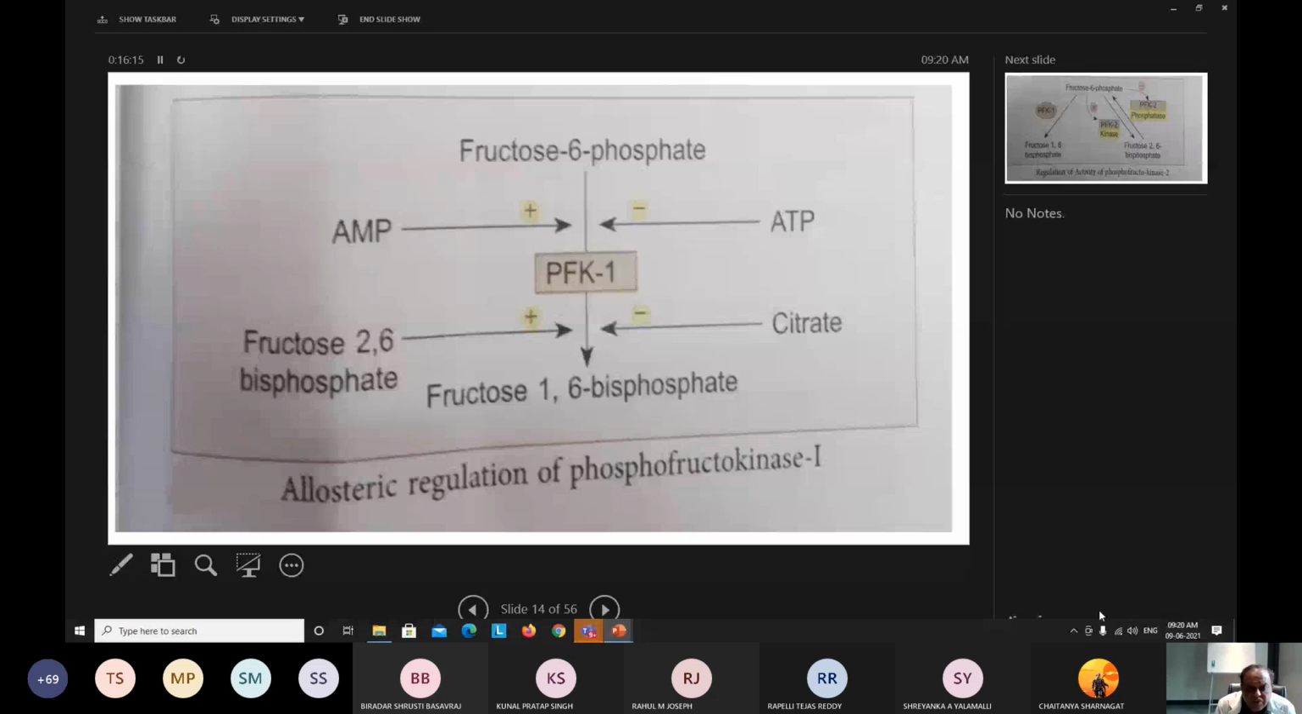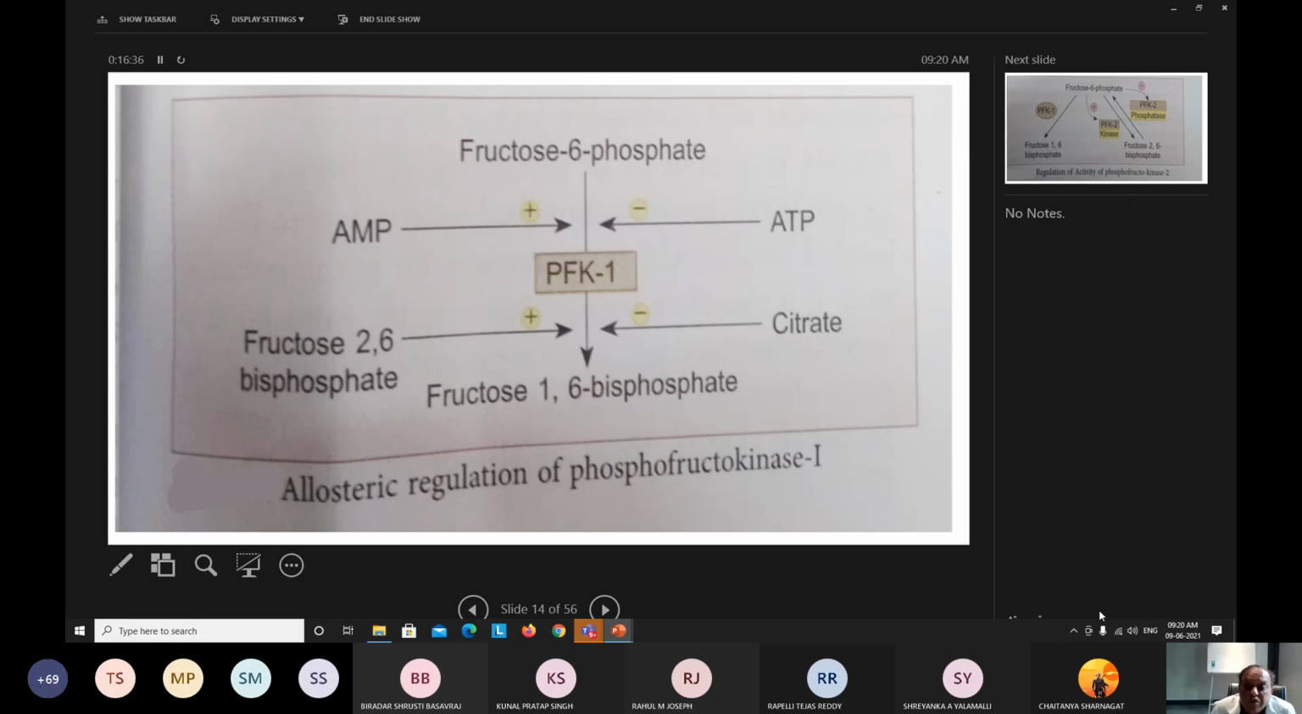You can see in this reaction, fructose 6-phosphate gets converted into fructose 1,6-bisphosphate. It is the direct reaction that takes place in the presence of phosphofructokinase 1. But where does the regulation take place?